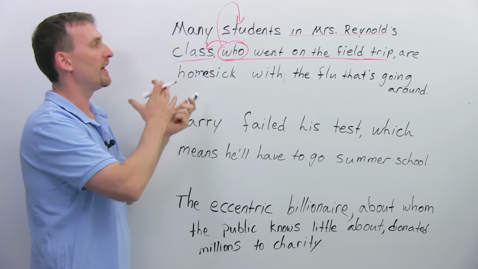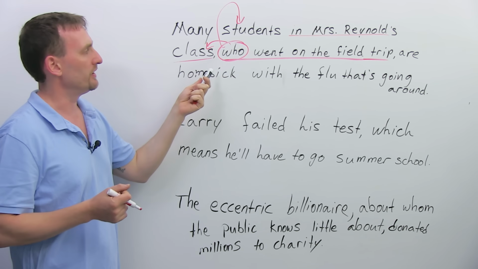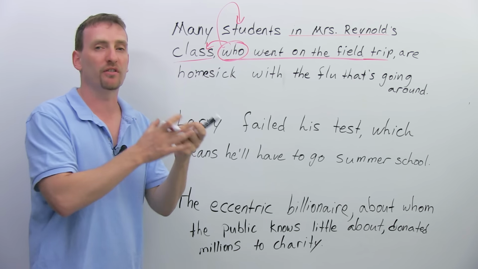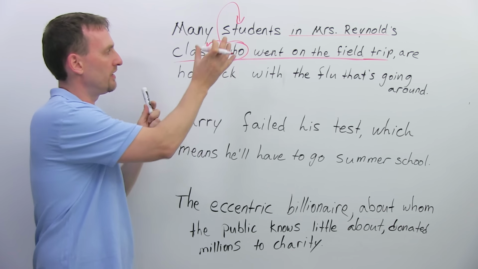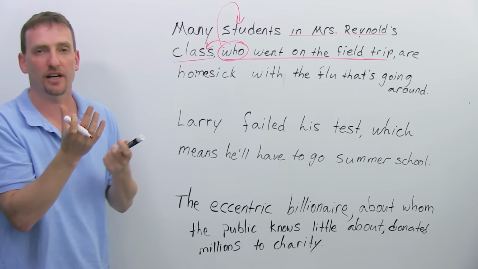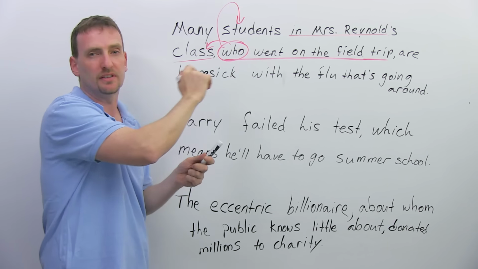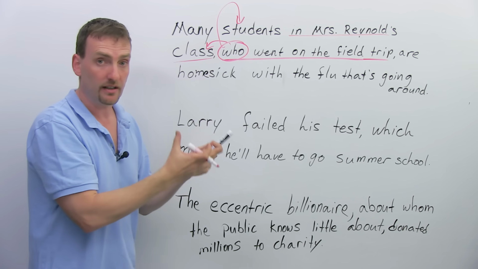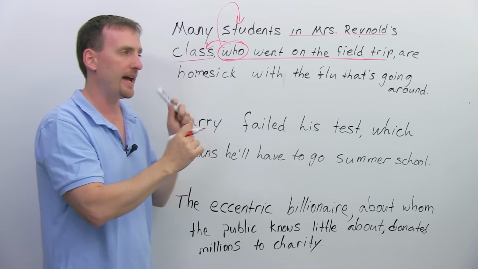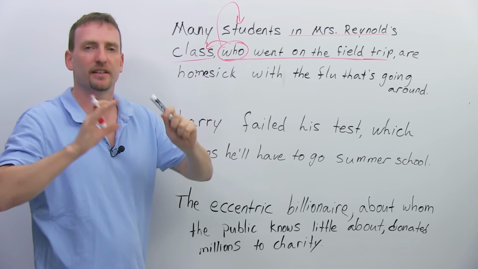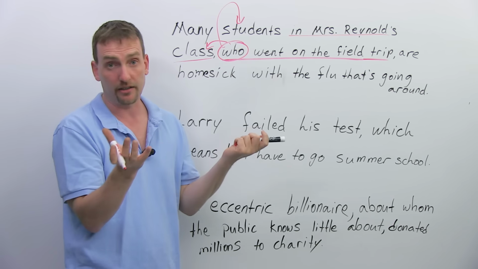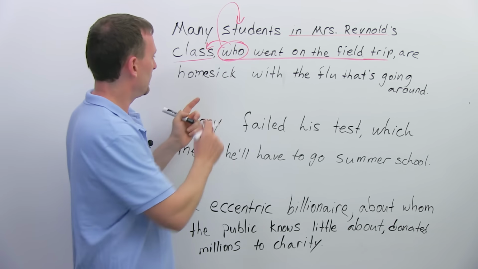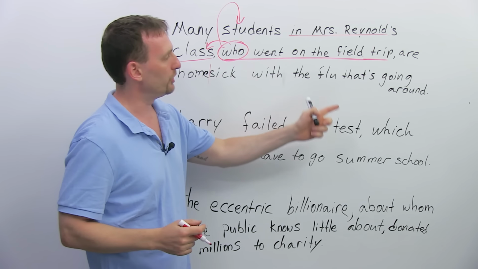Try to avoid it. If you can write another way, if you can say, many students who went on the field trip in Mrs. Reynolds' class, this actually is a much more confusing sentence. If you try to put the modifier, if you try to put the adjective clause directly after students, you would make the sentence even more complicated. If you can put it like this and it's clear and it's easy to understand, leave it. If you can't, rearrange the entire sentence to put it a different way so you can put the adjective clause next to the noun, if you think the reader will be confused. Are homesick, this is two words, with the flu that's going around.